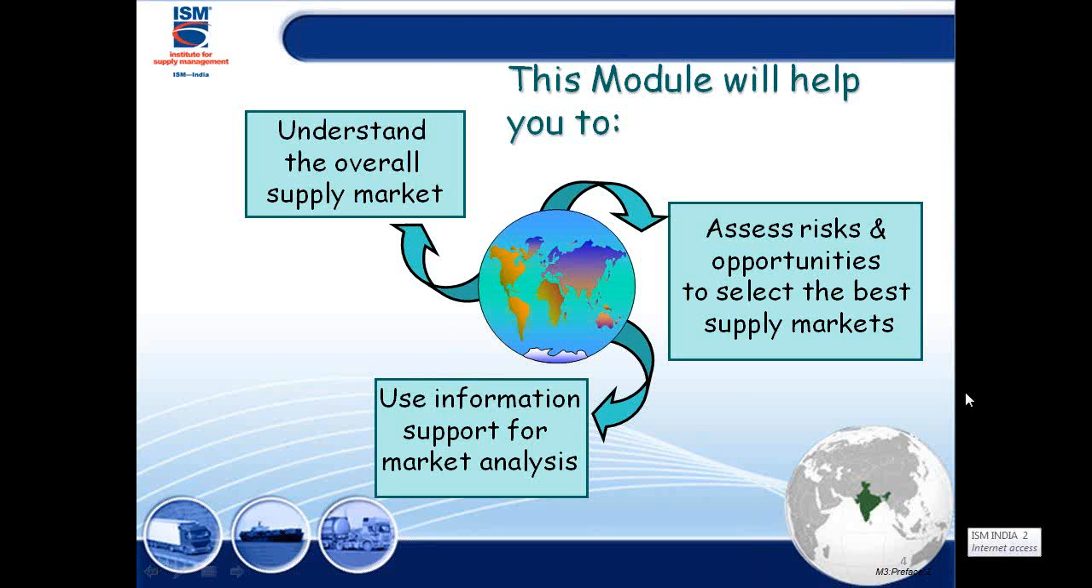And lastly, what we will talk about is using information to support market analysis. Because to do market analysis, you need the information. This information could come from chambers of commerce, from the countries' embassies, directly from the suppliers, or from the network of procurement people. So it could come from a wide range of sources.